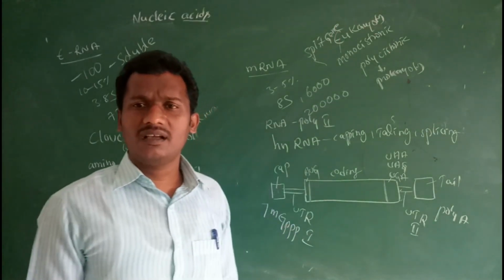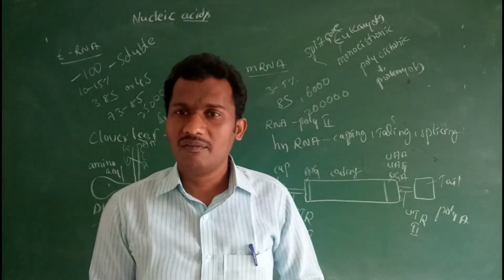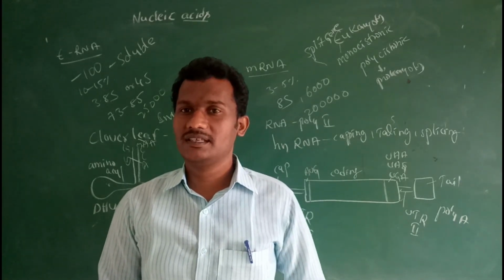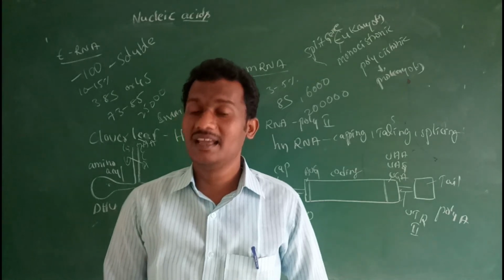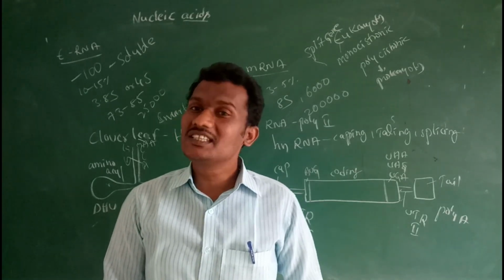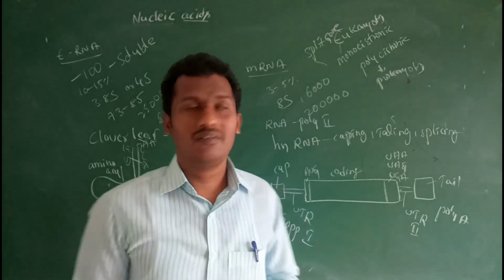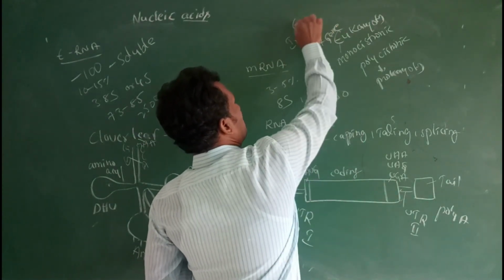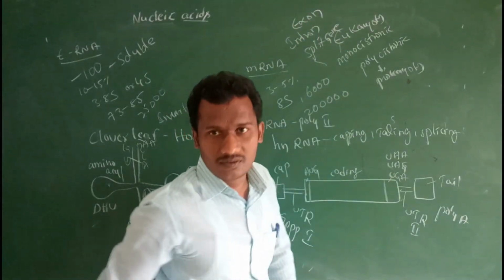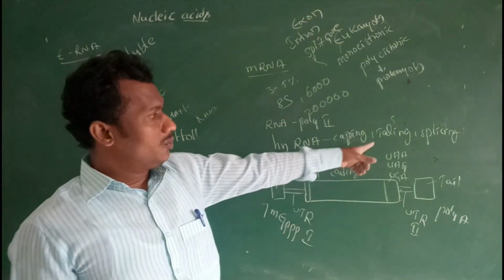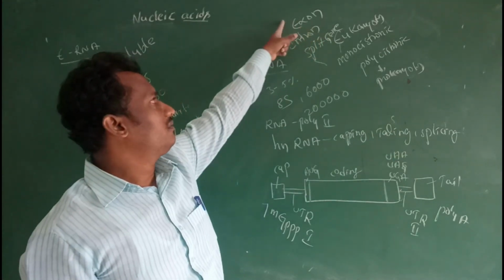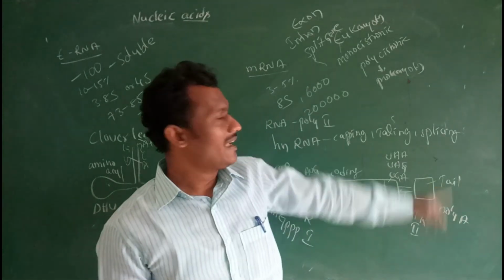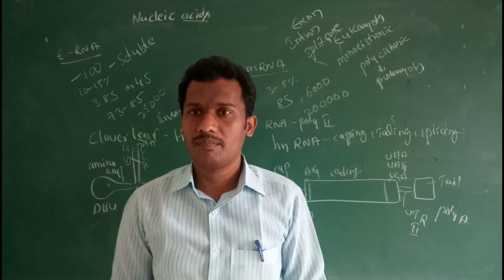Why? Because many non-functional sequences are present in eukaryotic DNA. Coding sequences are interrupted by non-coding sequences. Coding sequences are known as exons, and non-coding sequences as introns. Through the splicing process, the introns are removed and the exons are joined. This is known as the splicing process.